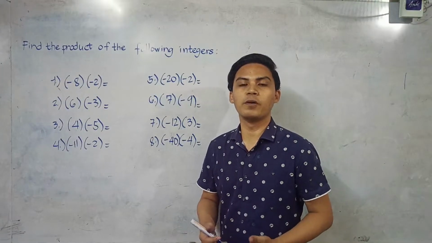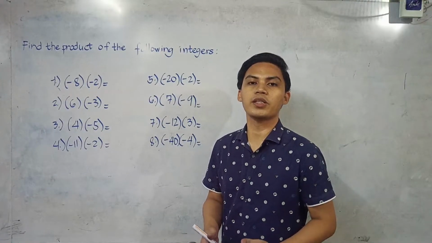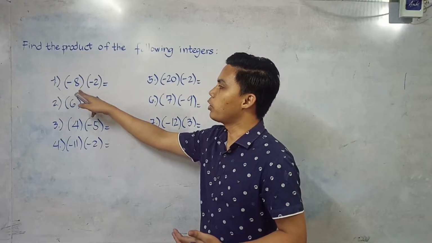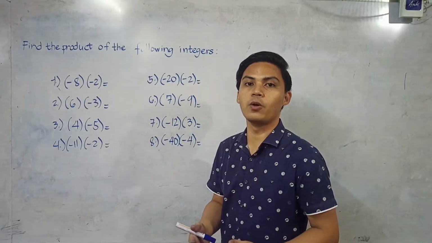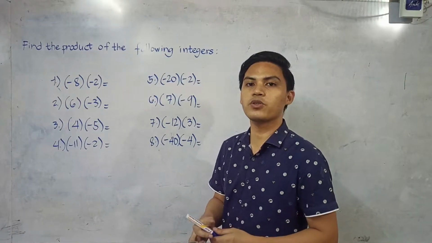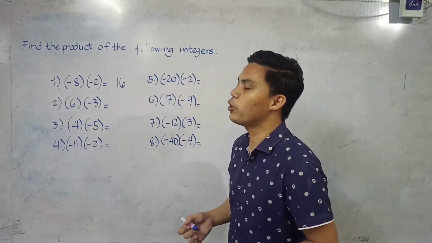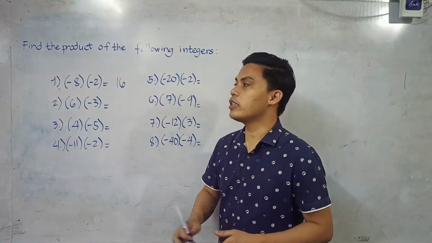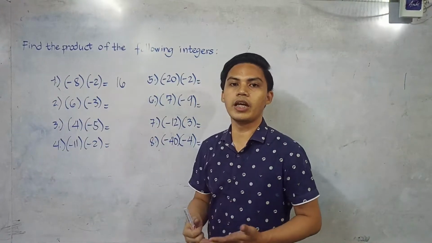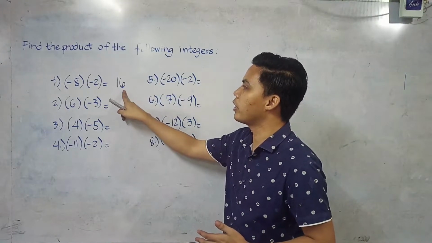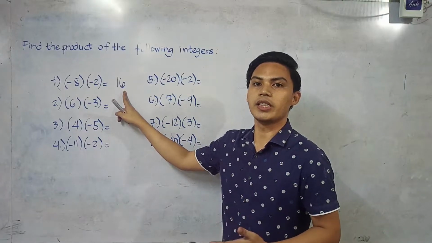Let's have example number 1. Negative 8 times negative 2. So yung first thing, we need to multiply them as if we are multiplying whole numbers. So 8 times 2, you will have 16. Now, ano yung magiging sign nila? Since they have like signs, therefore their answer is positive. So yung final answer natin ay positive 16.